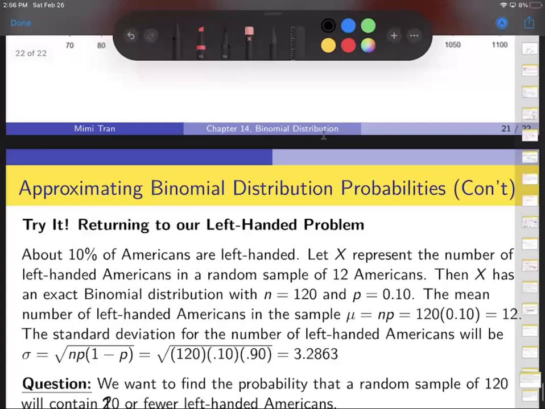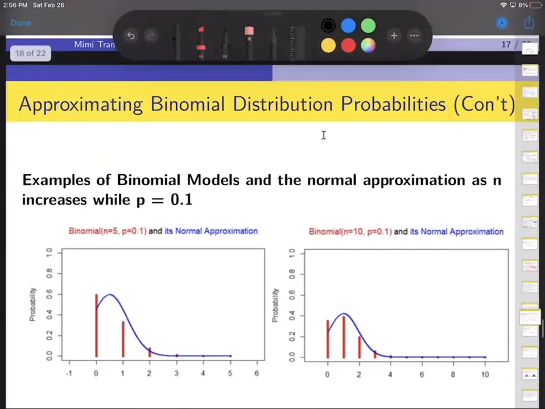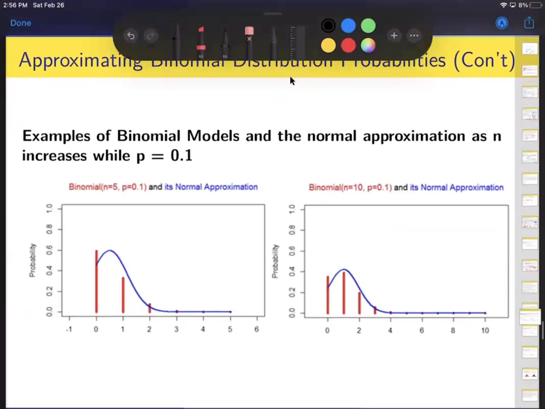All right, before I actually go to that problem, I want to show you an example of binomial models. It had nothing to do with the left-handed problem we did, but we'll come back to it. I just want to show you how the sample size affects the approximation models. So here are example binomial models and the normal approximation as n increases, with p equal to 10%.